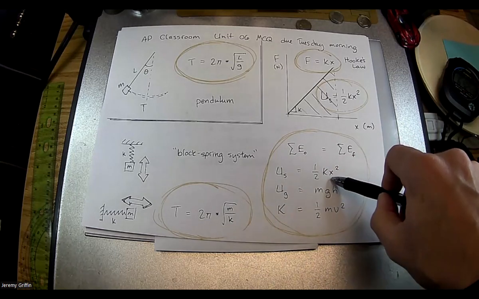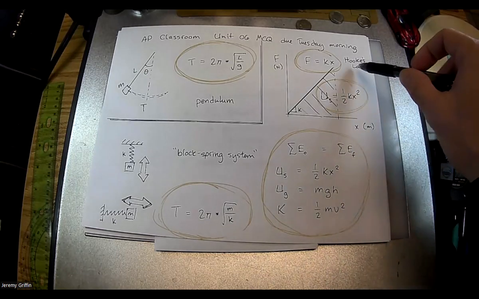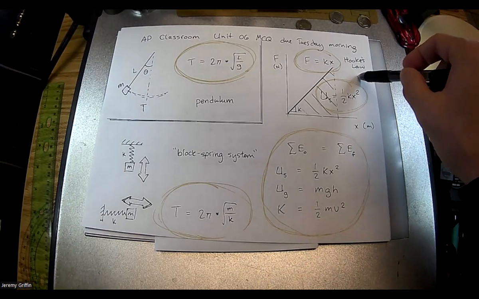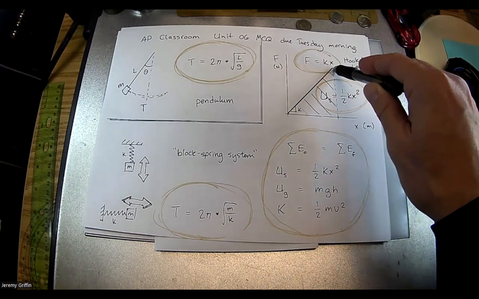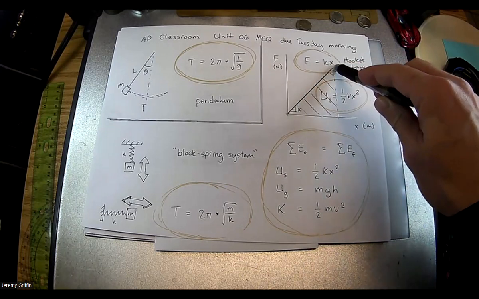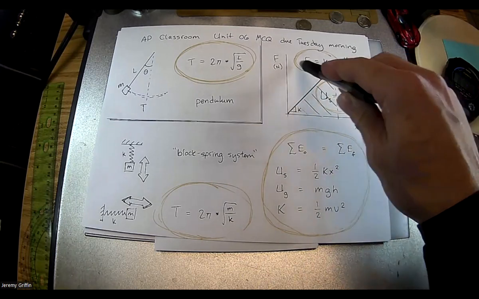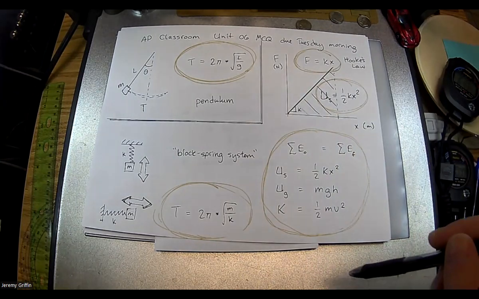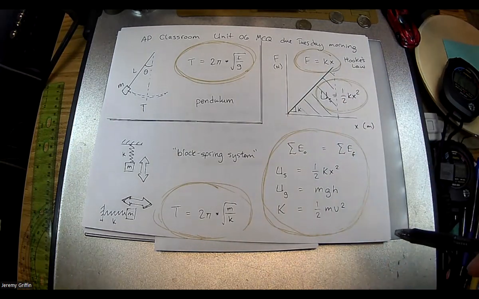Speaking of 1/2 kx squared, that's related to Hooke's law. Hooke's law, I think, does show up a few times in your AP class, if I remember right. So F equals kx. How stiff is the spring, k? How much do you stretch or compress it from equilibrium? That's x. Put together, that's the force required to do that. Or if you slap on a negative sign, maybe the restoring force.